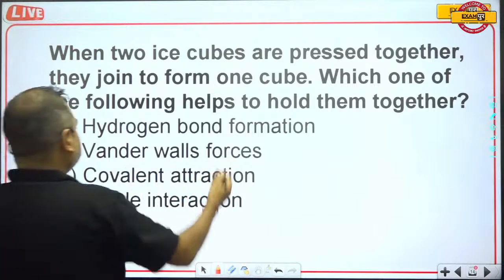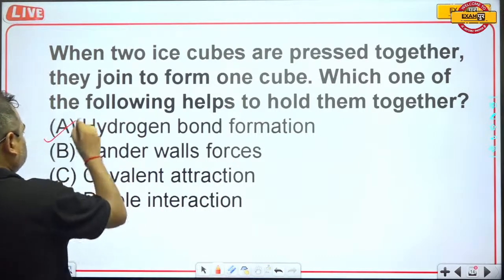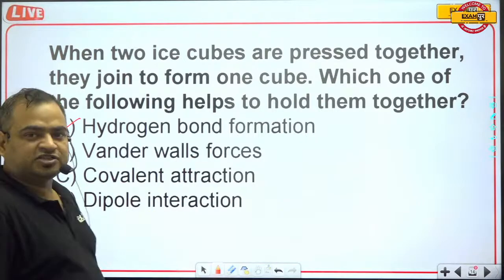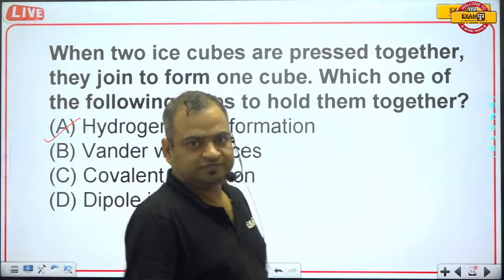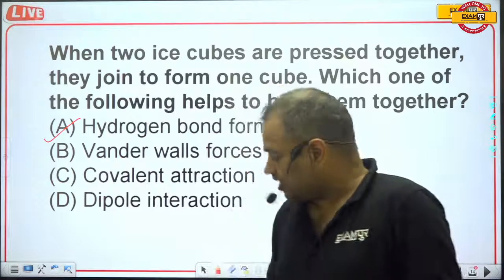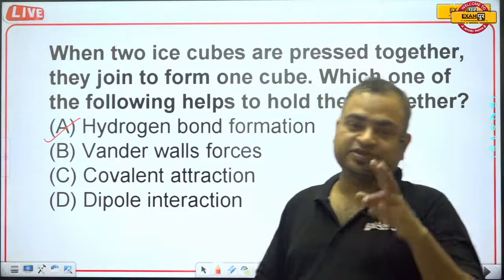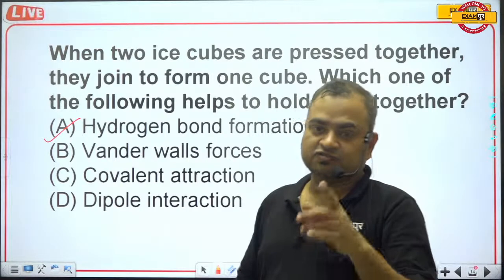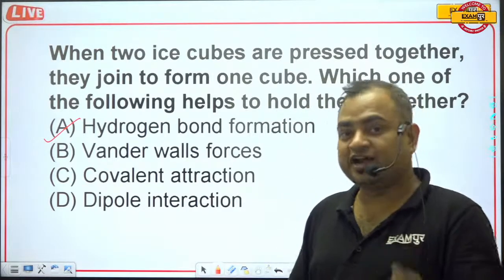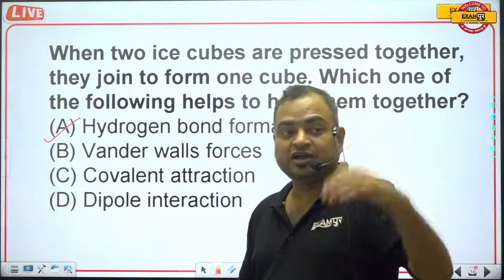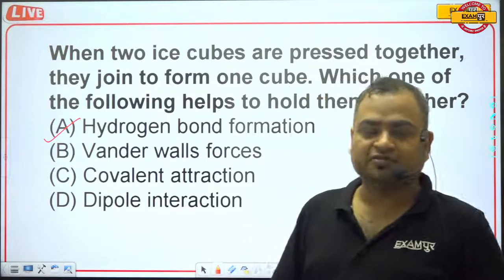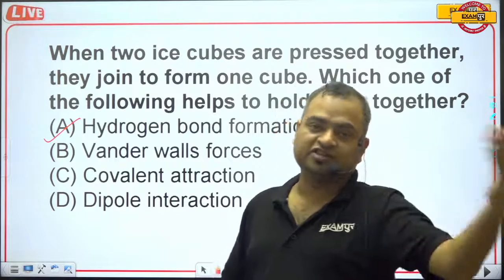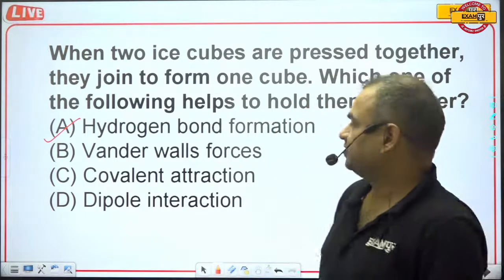Okay, so the correct answer is hydrogen bond formation. Hydrogen bond formation takes place in polar molecules, where at least one hydrogen is present, and hydrogen bears the positive charge, and the other portion of that atom or any other molecule bears some negative charge.